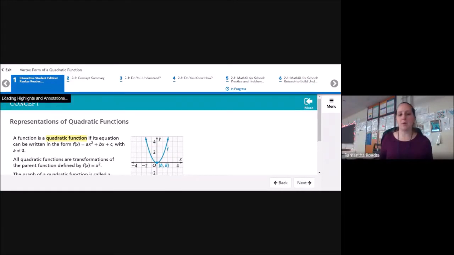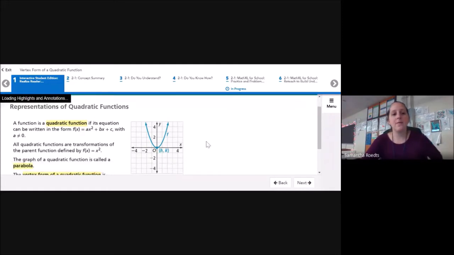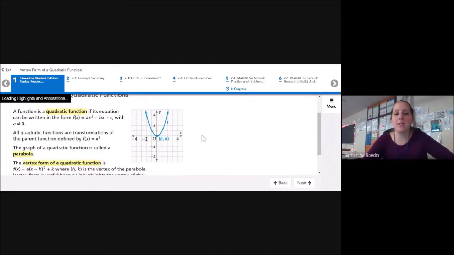All right, so the key concept, representations of quadratic functions. A function is a quadratic function if its equation can be written in the form f of x equals ax squared plus bx plus c, where a cannot be 0. All quadratic functions are transformations of the parent function defined by f of x equals x squared. So basically, I can take this x squared and I can stretch it, I can move it left, right, up, down. Okay, I can flip it, whatever that case may be. The graph of a quadratic function is called a parabola.